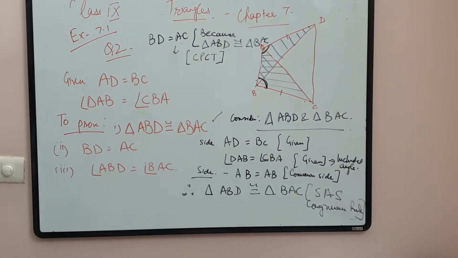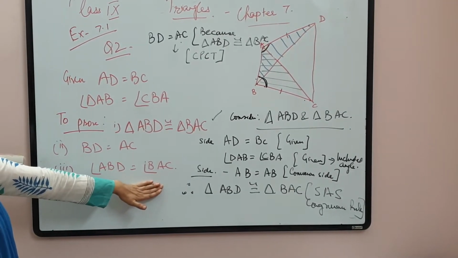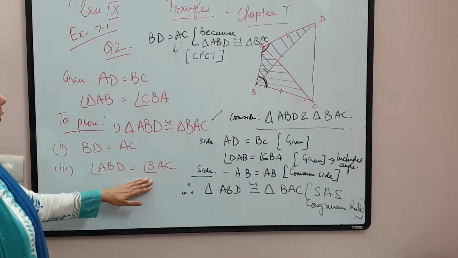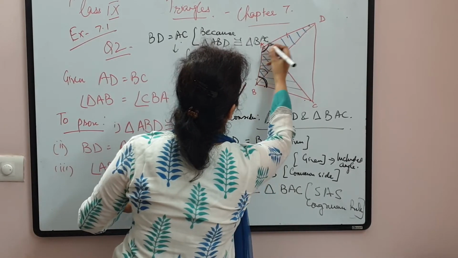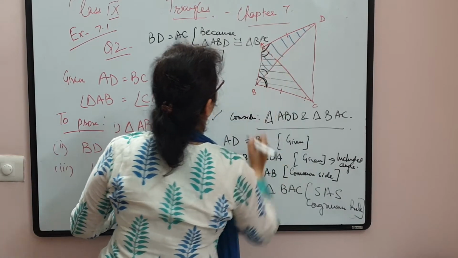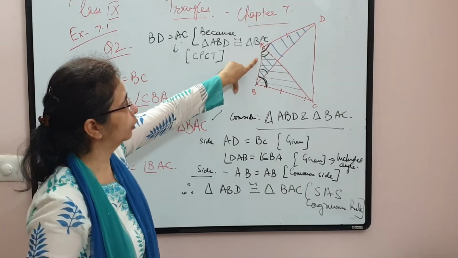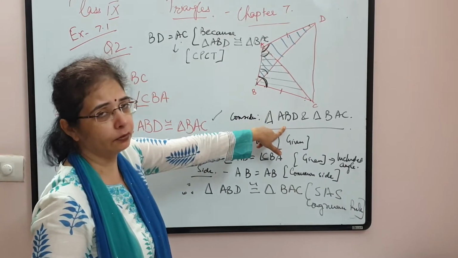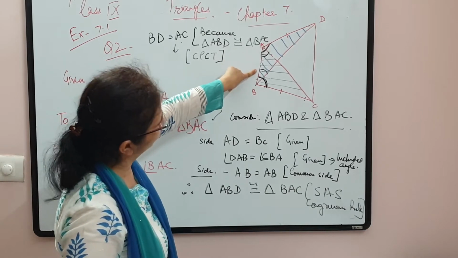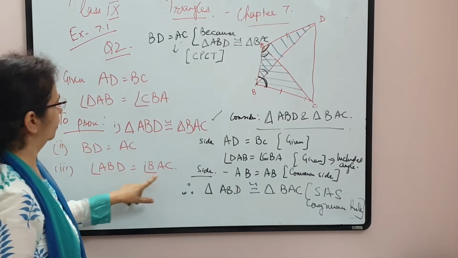Alright children. Now next they want you to prove that angle ABD is equal to angle BAC. That is, this angle is equal to angle BAC, that is this angle. This angle is equal to this angle. Again, these two angles are parts of the two congruent triangles ABD and BAC, and you can check that these two angles are equal. How do you check that the angle ABD is equal to angle BAC?